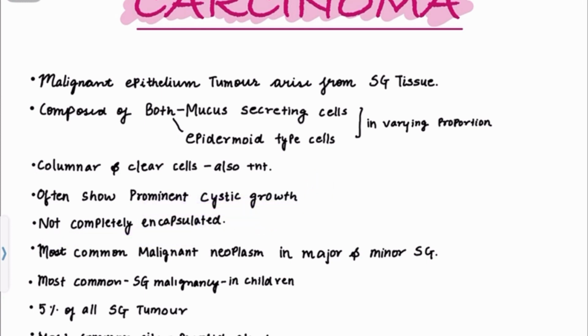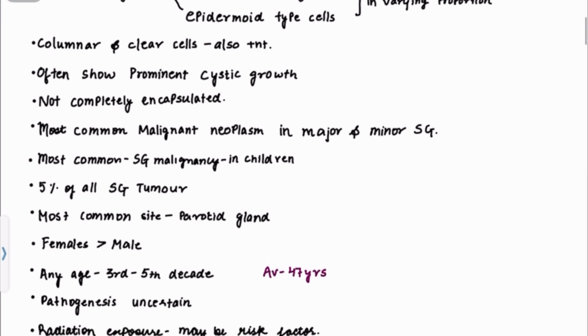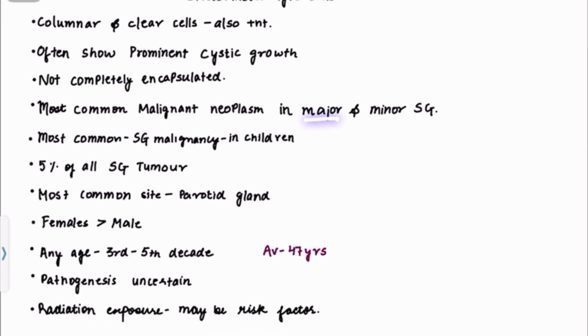Now let's see the prevalence. It is the most common malignant neoplasm in major and minor salivary glands. It is the most common salivary gland malignancy in children and it is 5% of all the salivary gland tumors. The most common site is parotid gland. It is more common in females and it is seen at any age but usually between the 3rd and 5th decade.